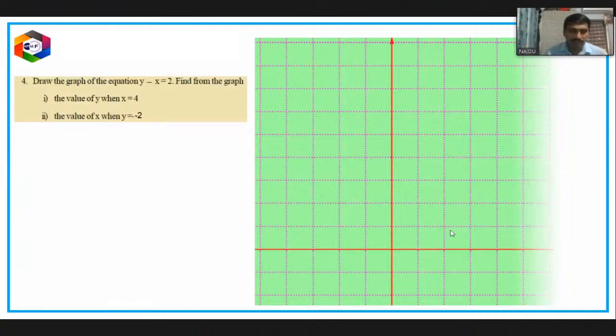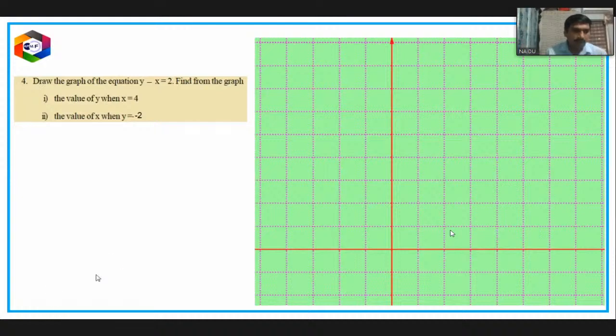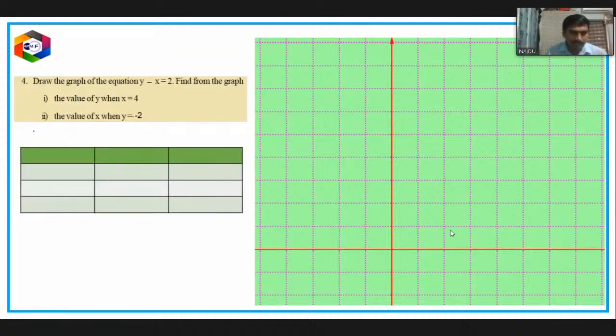So children, observe this. Here the question is y minus x equals 2. From this, what is the value of y? Minus x upon transposing becomes y equals 2 plus x. So here I am going to take x values, y is equal to 2 plus x, and finally the point is x comma y. Like the previous one, again I am going to take x values -1, 0 and +1. So y is equal to 2 minus 1, which is equal to 1. So the point is -1 comma 1.